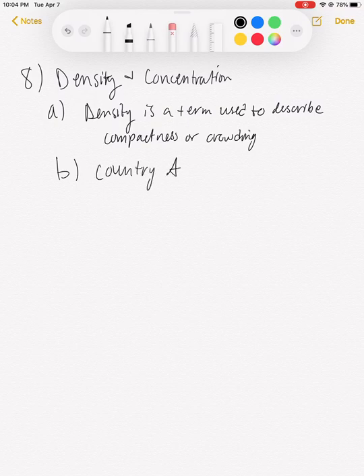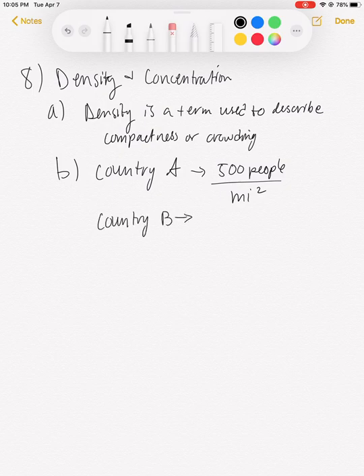Okay, so my population density problem says that country A, the first one, has 500 people per square mile. Country B has a population density of 300 people per square kilometer. Now these units for population density are not comparable because we have square miles and square kilometers. So what we're going to do is convert one of them to the other. Let's go ahead and do country B, converting that kilometer squared to mile squared.